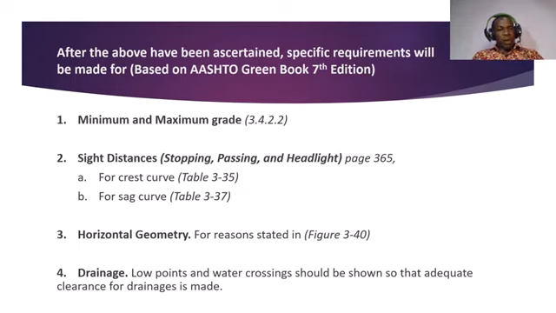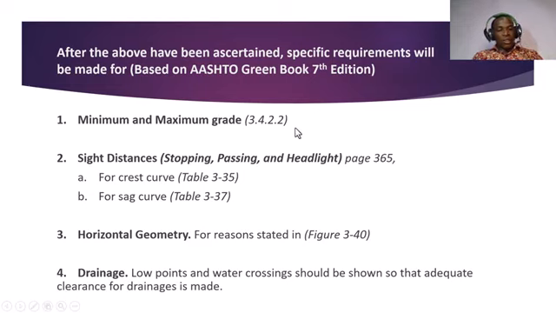So these are some of the things that are ascertained. We have the minimum and maximum gradient, the grade of the road. This is according to the AASHTO Green Book 7th edition, so you can quickly browse that and download it. Then there is sight distance. In fact, sight distance is very important. I'm going to show you a video shortly on how important that is. These are where you can find it in the AASHTO Green Book, 7th edition.